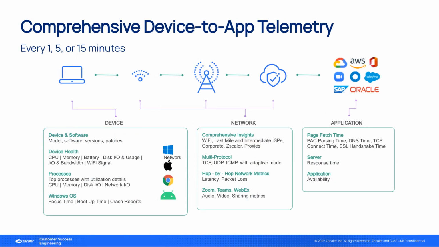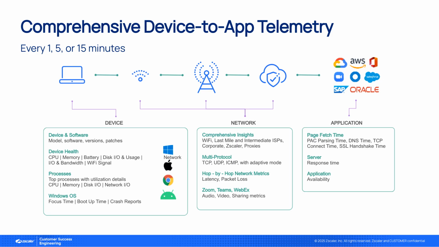To give you an understanding of the data ZDX can leverage for this, let's take a look at the telemetry collected across the entire data path. ZDX is able to gather the following device metrics: health data, such as CPU or memory usage, and disk I/O, bandwidth or Wi-Fi signal strength; process-specific CPU, memory, network, and disk usage metrics; device, software, and application inventory information, including versions and patches, as well as Windows-specific metrics like boot time or crash reports.